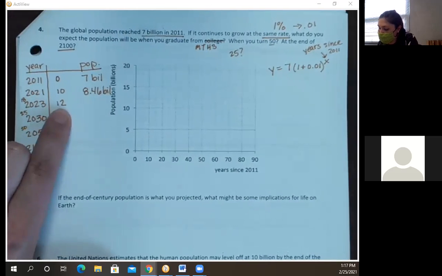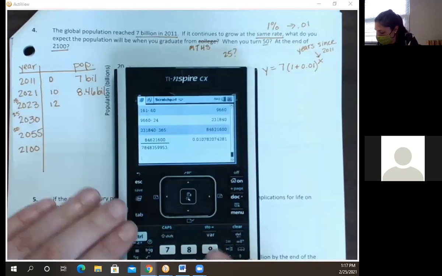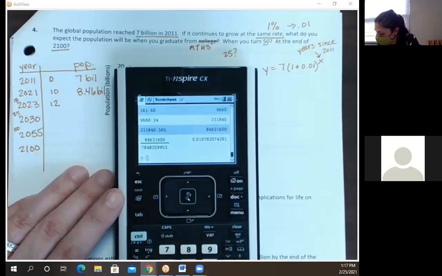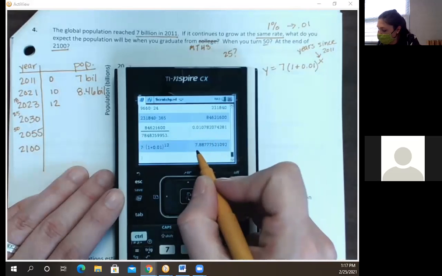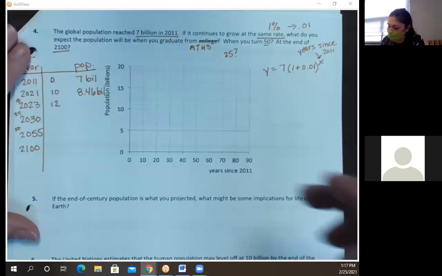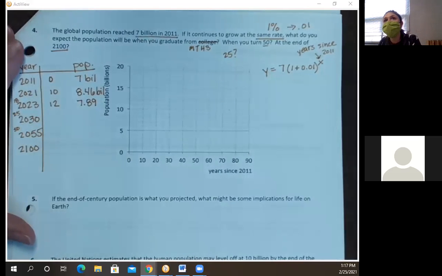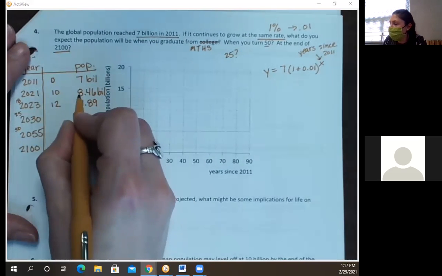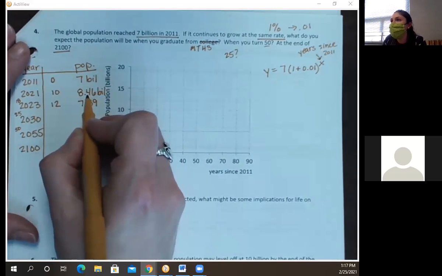So if I want to find the world population in 2023, I'm going to plug in 12 for x here. So 7 times 1 plus 0.01 to the 12th power. And we have 7.89. This seems a little funky here. It looks like we dropped in population because our estimate, right?